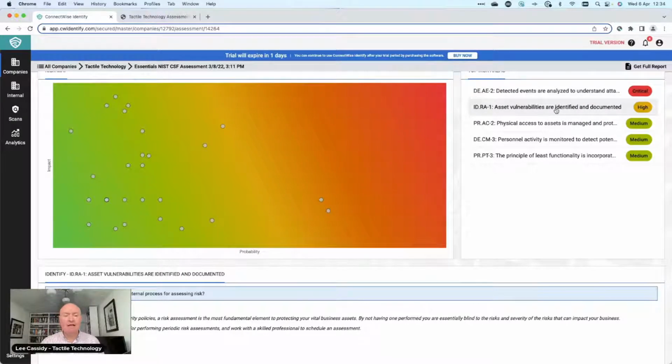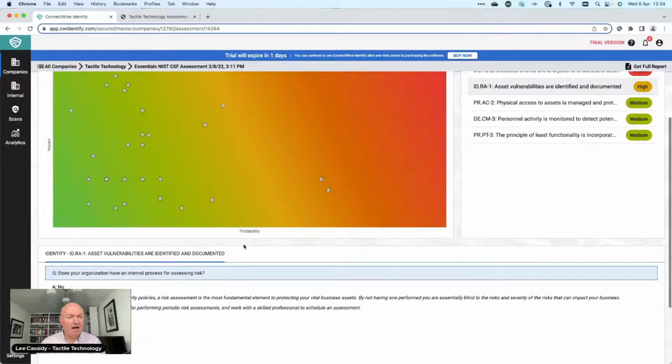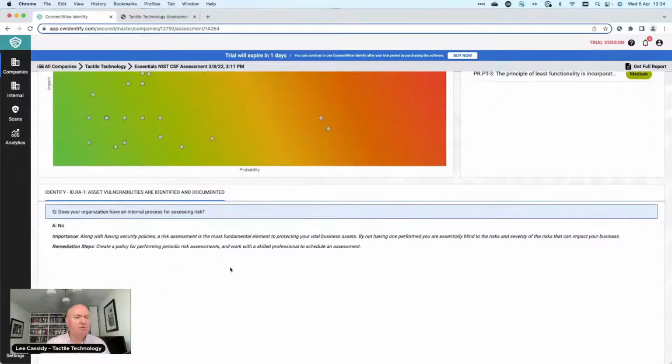We can then look at the high one, and the next question is, does your organization have an internal process for assessing risk? In reality, we do, but we don't have everything in the green for this example. So, what do you do about assessing risk?